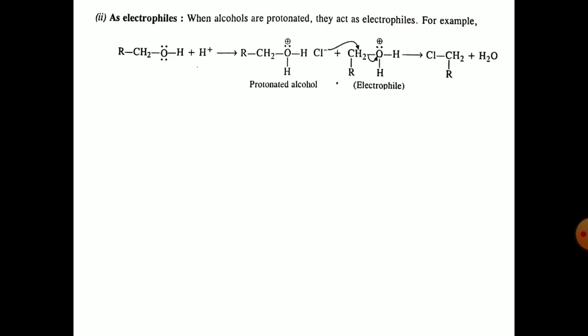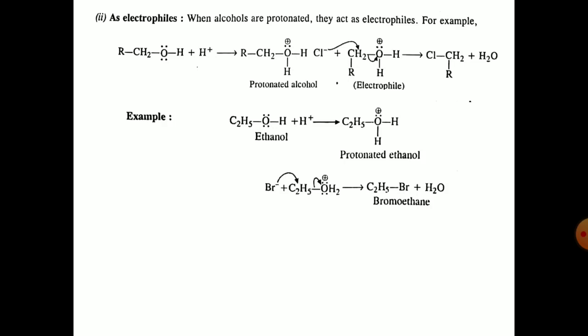It becomes RCH2OH2 plus. If a Cl minus comes, Cl minus being an electron rich species, it will be attracted towards the protonated alcohol. So the protonated alcohol will attract this electron pair to form a compound like RCH2OH2 plus and Cl minus. What will happen? Cl CH2R plus water. So here alcohol in the presence of H plus ion is converted to alkyl halide. So that is the electrophile.